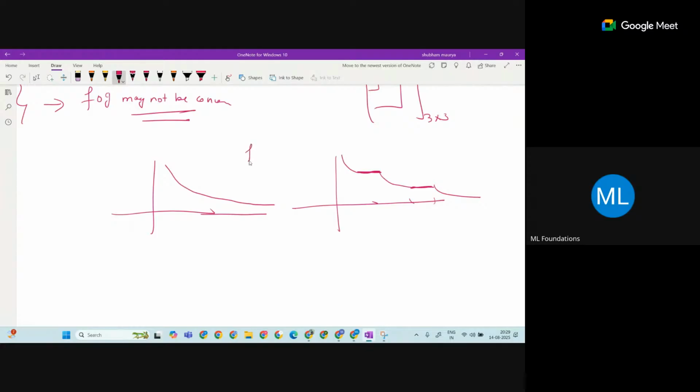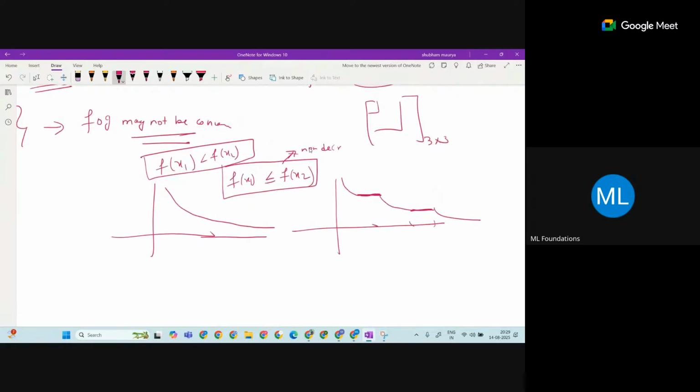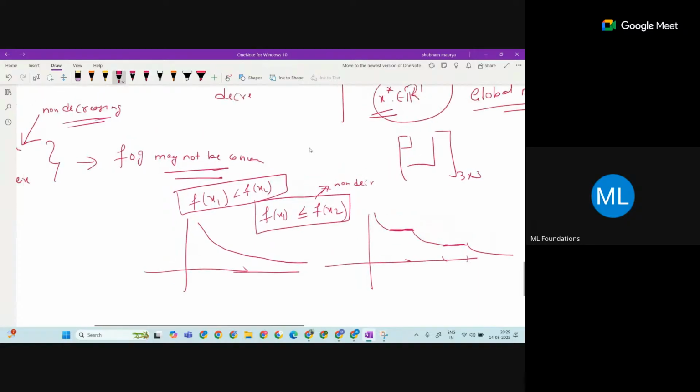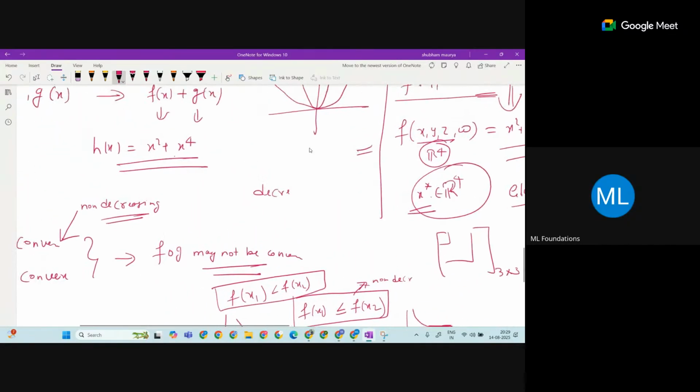So in the non-decreasing case, if your function is f, we say it is non-decreasing if f of x1 is less than or equal to f of x2. Decreasing means strictly less than; you do not impose that here. So sometimes it is equal and then still lesser than. This is the meaning of non-decreasing.